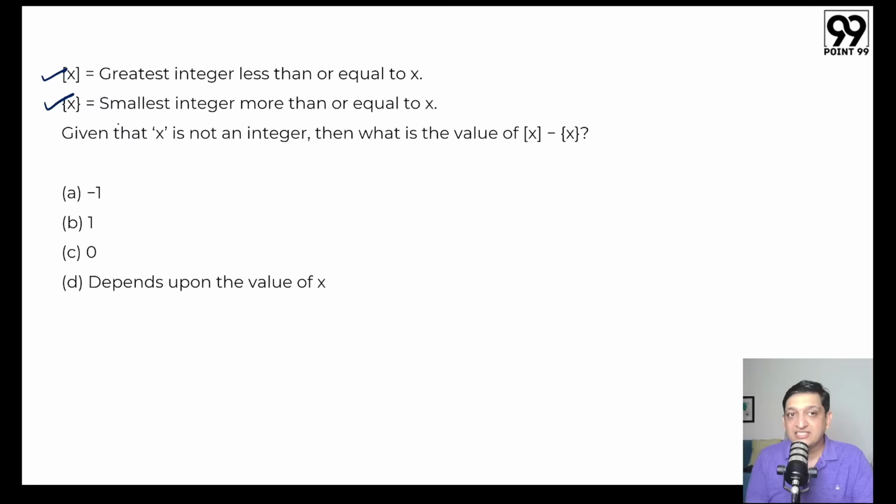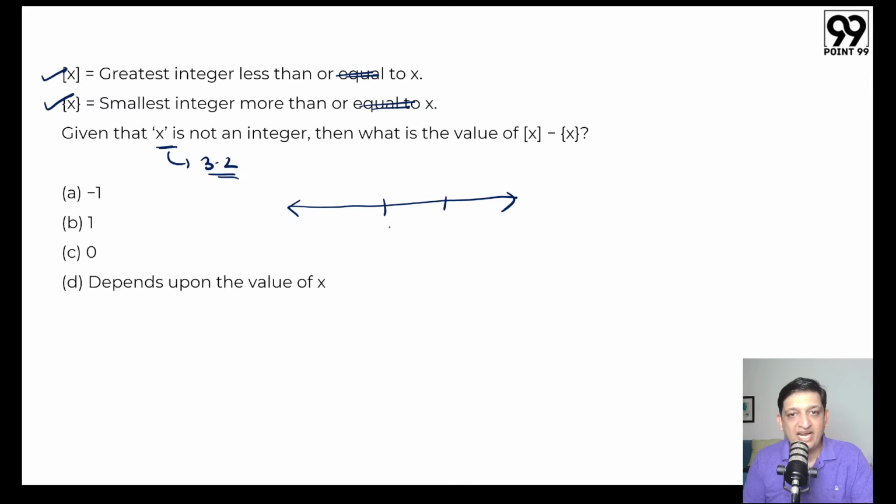Curly bracket x asks us to find out the smallest integer that is greater than or equal to x. Now given that x is not an integer, let's say for example we are talking about x equals 3.2. If x equals 3.2, then square bracket x is going to be the greatest integer either less than or equal to x. For all practical purposes, we are not really looking at the equal to bit because 3.2 is not an integer. So we have to find the greatest integer that is less than x.